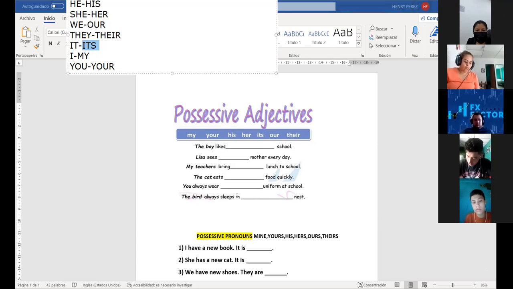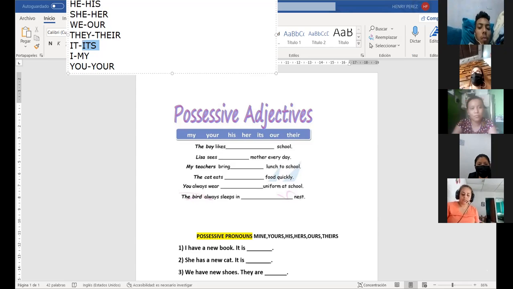Now, this is possessive adjectives, right? Ahí estaban, and we just did them. Very good job. Now, we are going to do possessive pronouns. The possessive pronouns.